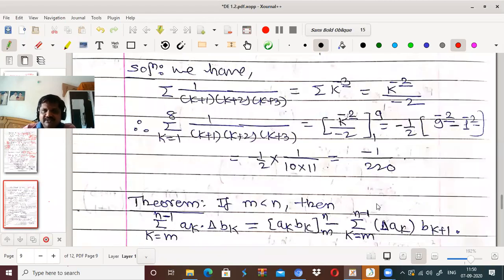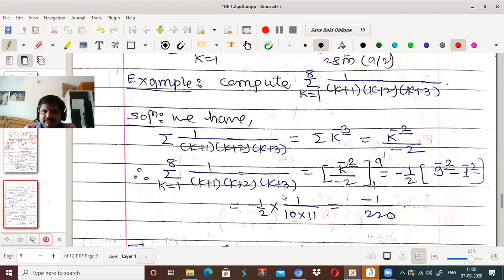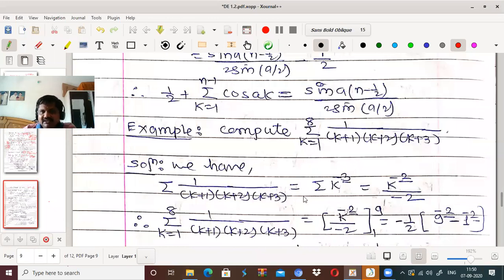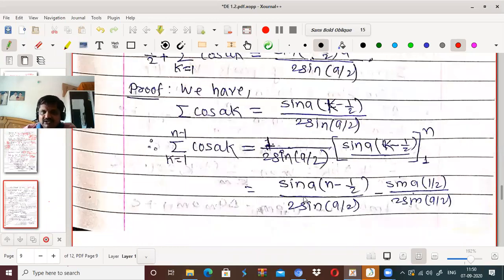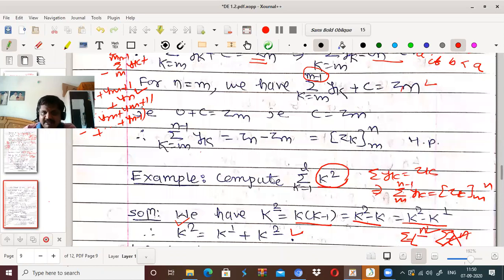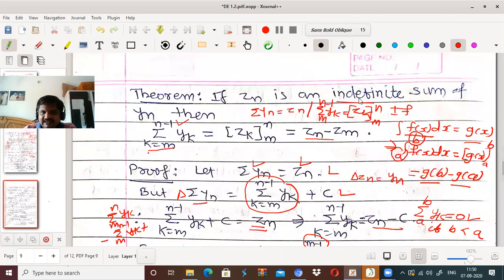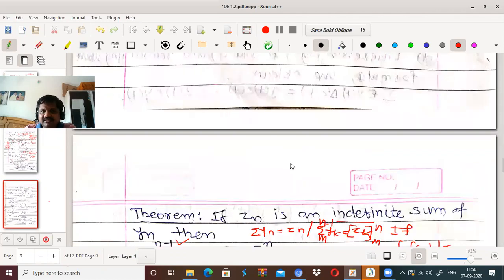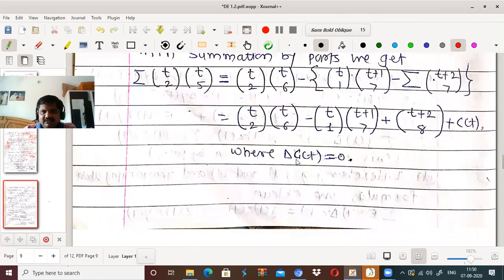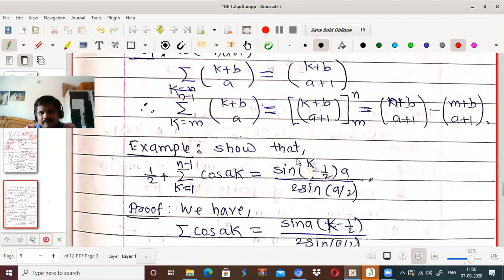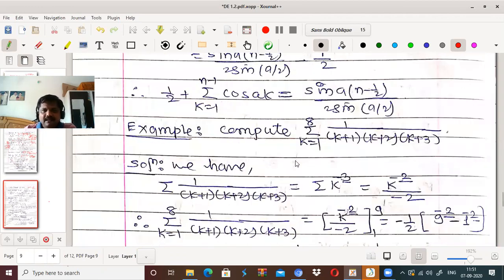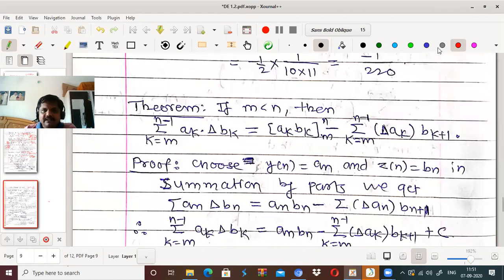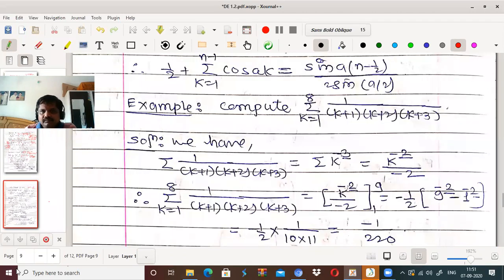Okay, so in this way there is a relation between definite and indefinite summation, and we can find solutions of some examples there. So if Zn is the indefinite sum of Yn, then this is the relation between indefinite sum and definite sum, and then we can obtain solutions of some examples. Okay, next part we will see in the next lecture.